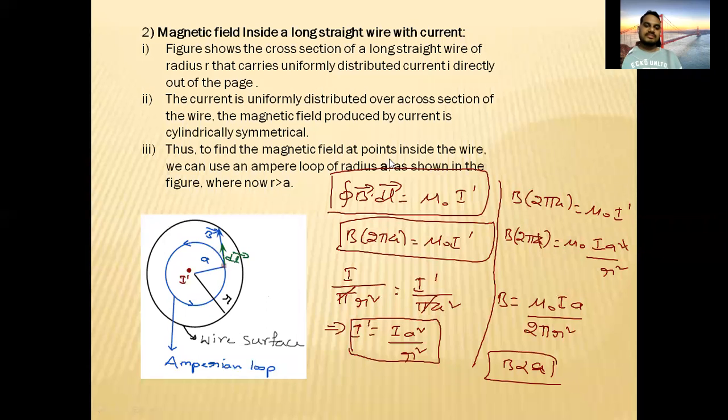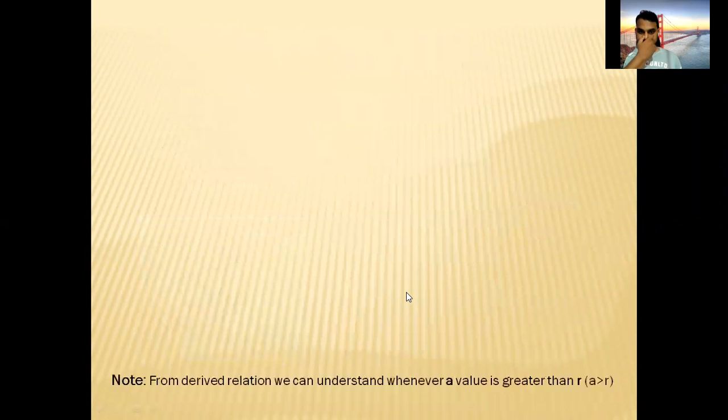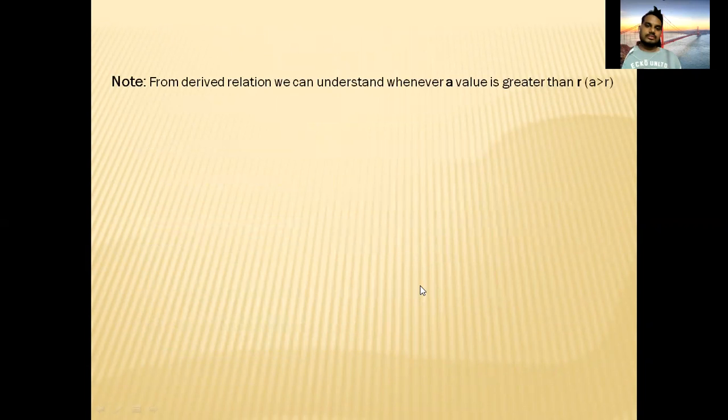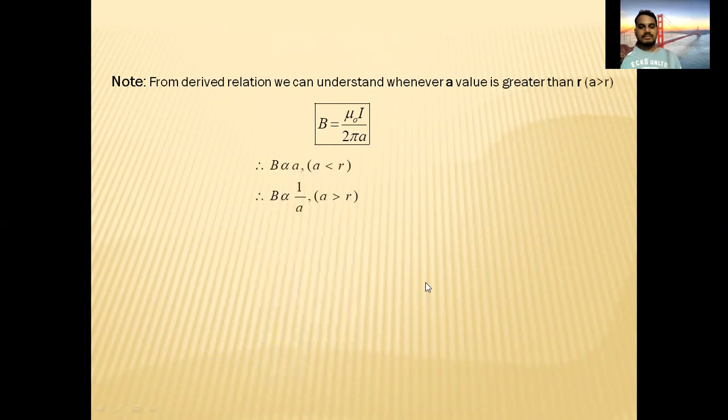Let's understand the relation between B and r in a graphical manner, from the two cases we studied. From the derived relation, we can understand that whenever a is greater than r, B is equal to mu naught I by 2 pi a, so B is inversely proportional to a. Whenever a is less than r, B is proportional to a.